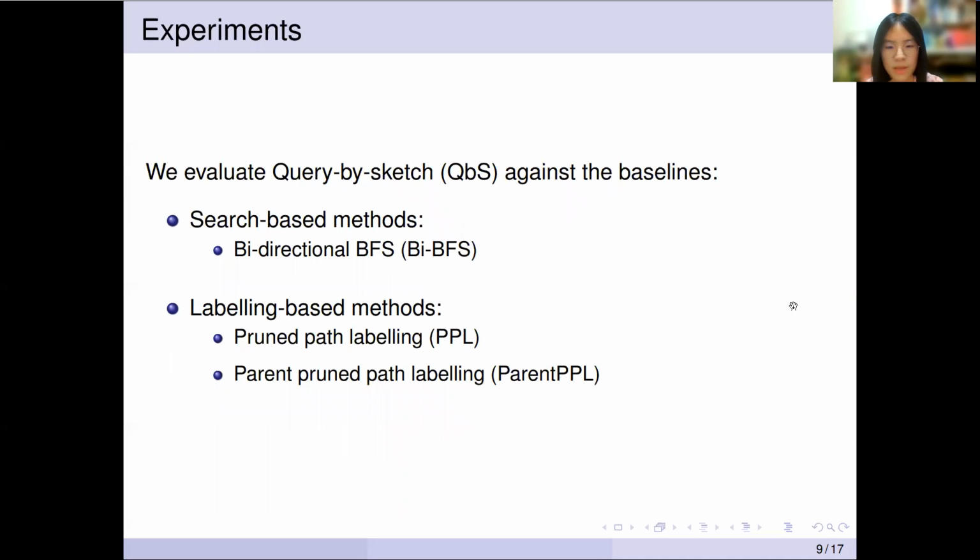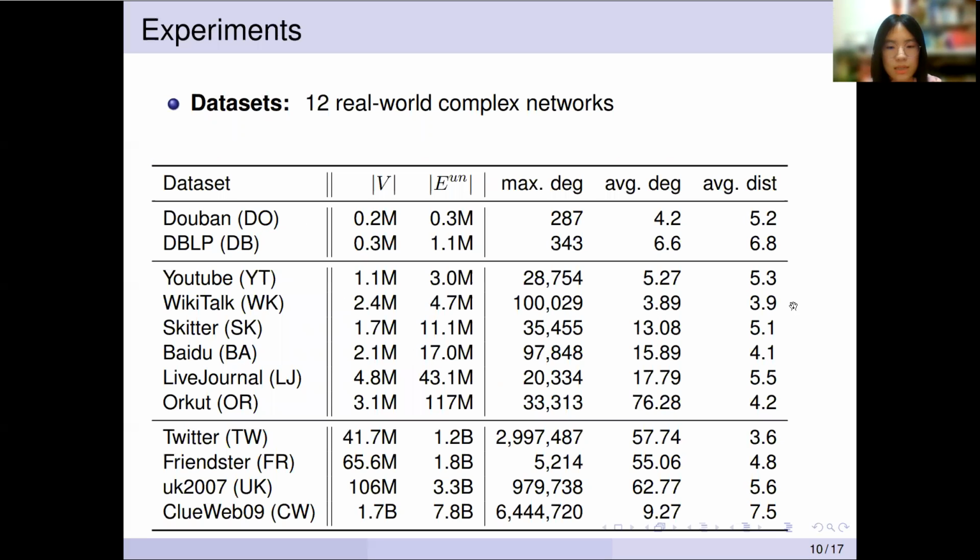The bidirectional BFS is a search-based method, and both the parent path labeling and parent-parent path labeling are labeling-based methods. We conduct our experiments on 12 real-world datasets. Among all datasets, the largest one, ClueWeb, has 1.7 billion vertices and 7.8 billion edges. We can see that for all these datasets, the maximum degree is orders of magnitude larger than the average degree.